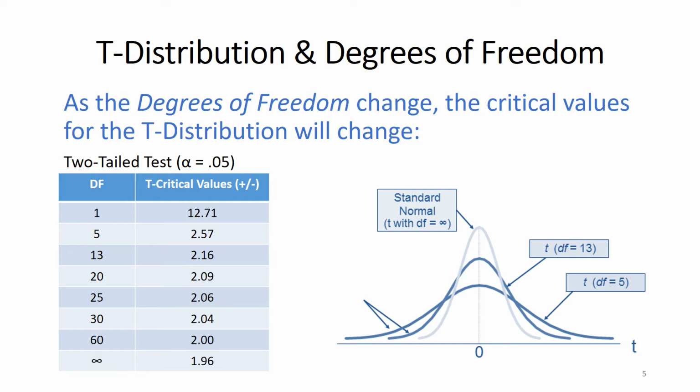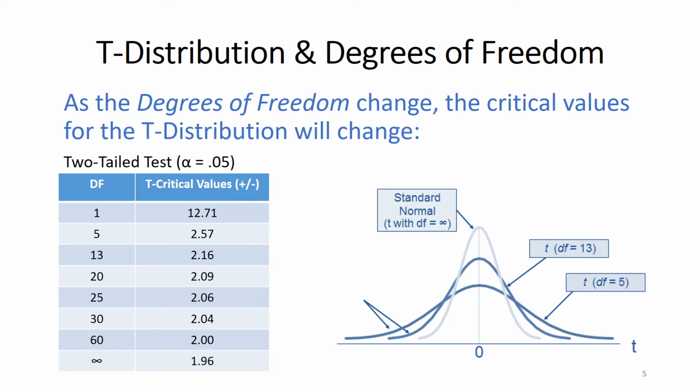And as we march down that list to a degrees of freedom of 20, 25, 30, 60, you can see that the critical values get lower and lower. And eventually, once you have a sample size that is very large or almost the same size as the actual population that you're studying, you'll see that the t distribution starts to mimic and look just like the z distribution.